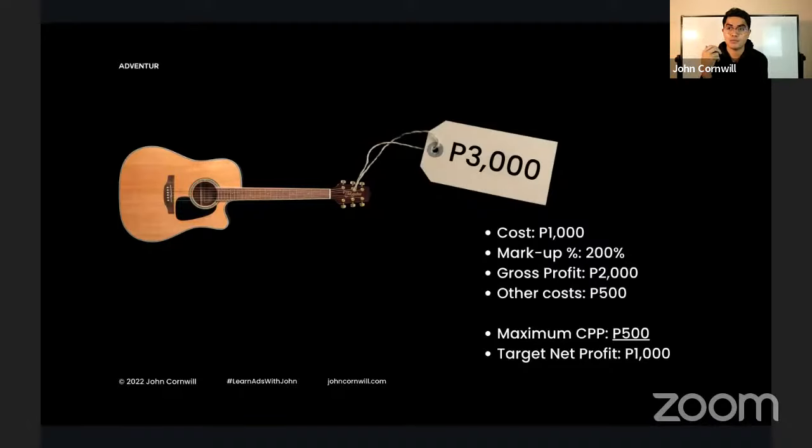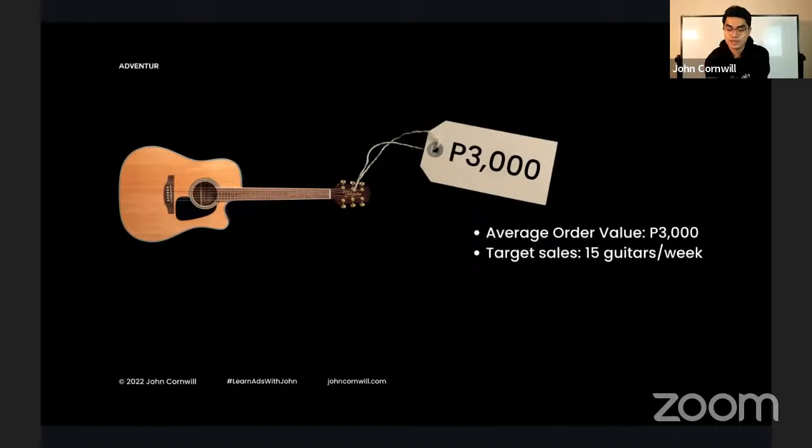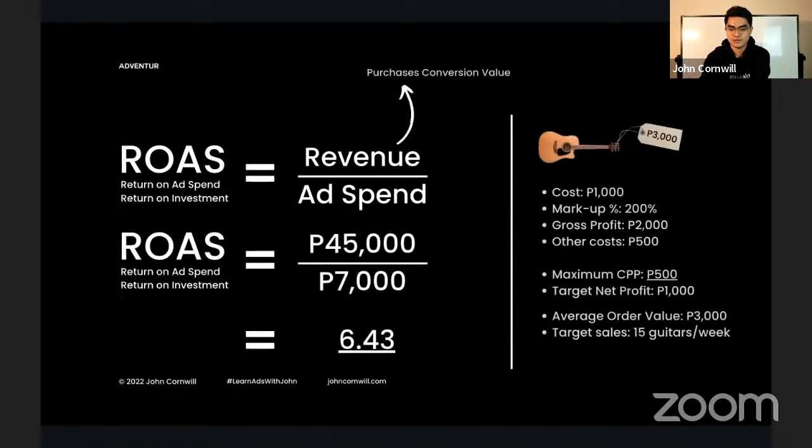Now, hindi naman madami yung binibiling gitara daw. So, assumption na lang natin is isa lang yung order usually. So, that's the average. The average order value is only 3,000 pesos. Now, eto, target sales. Tinatanong ulit ito yung business owner. So, ano ba yung goal niya in a week? How many guitars ba yung gusto niyang maibenta? So in this case, 15 guitars yung assumption natin in a week.